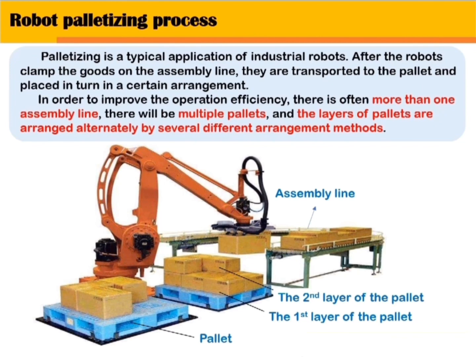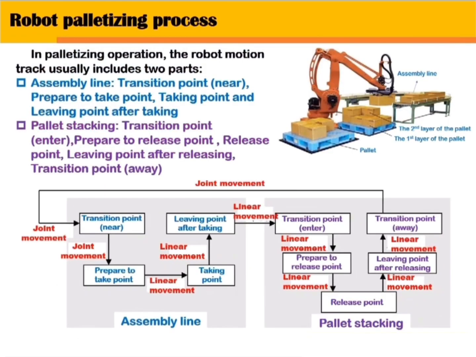There will be multiple pallets, and the layers of pallets are arranged alternately by several different arrangement methods. In palletizing operation, manually teaching the robot motion track usually includes two parts. One is assembly line, another is pallet stacking.